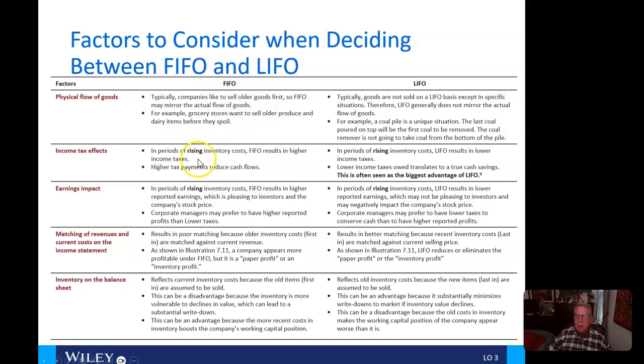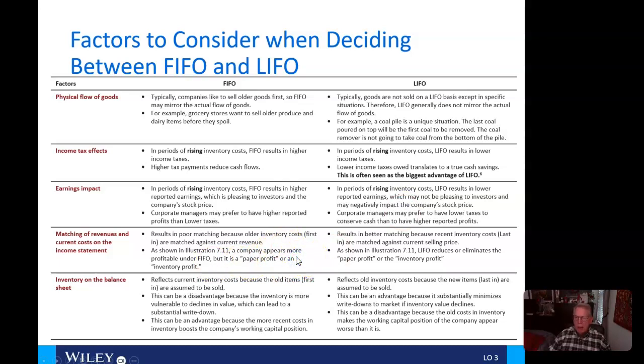But the income taxes, this is important. FIFO results in higher income taxes, higher tax payments if you pay income based on FIFO. Whereas the biggest advantage of LIFO is going to be the lower income taxes and a true cost savings that you get from selling via LIFO. Okay, so the earnings impact in a period of rising costs, again, FIFO results in the highest reported net earnings, and LIFO reports the lowest earnings.